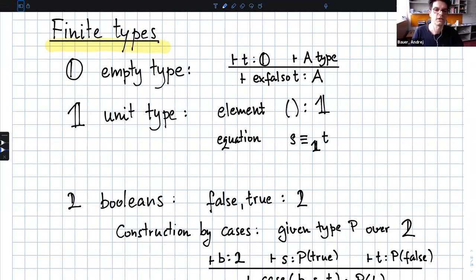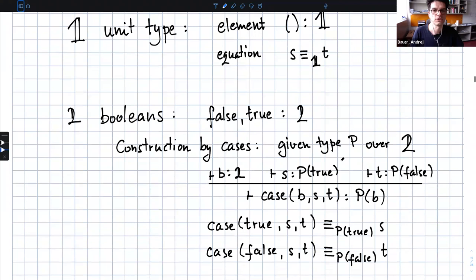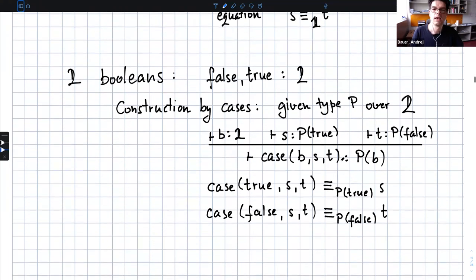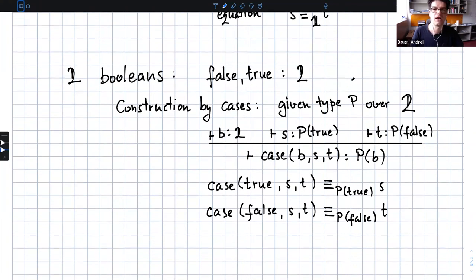And then the equation is that all elements of the unit type are equal. And then we have booleans, which have false and true. And how do we use them? We use them by doing things by cases. So this is like an if then else statement.